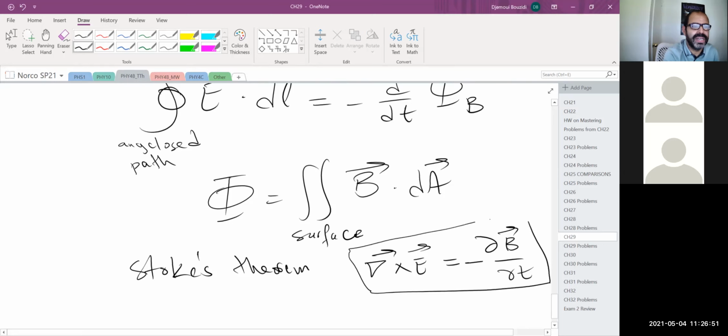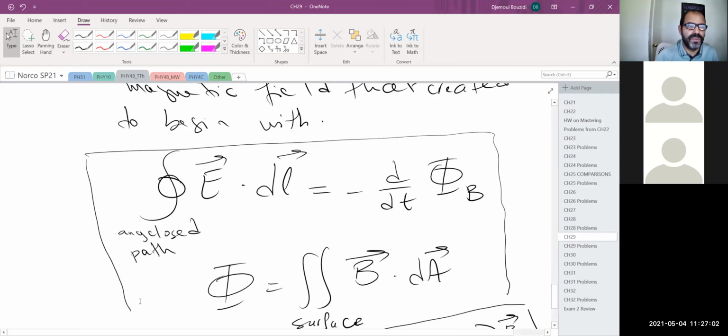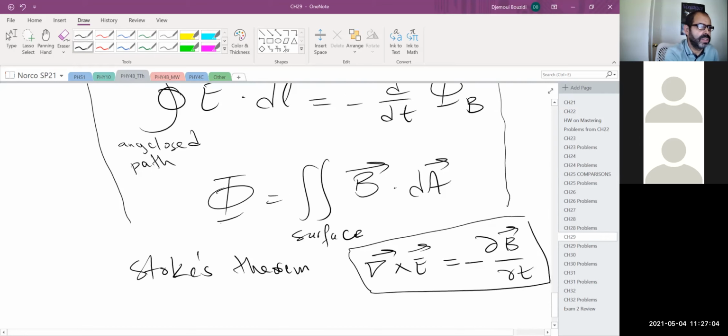So this is another way of writing Faraday-Lenz's law. Either you write it that way or this way. This is the integral form, and the other one is just the differential form, okay? So it's using the same trick. So now we know how many equations this is? It's 3 equations, by the way, because it's a vector relationship.